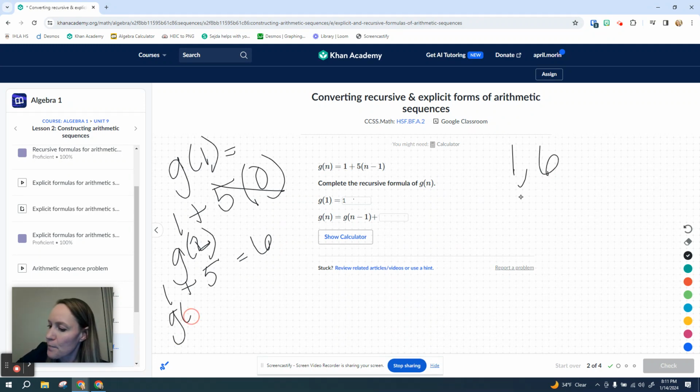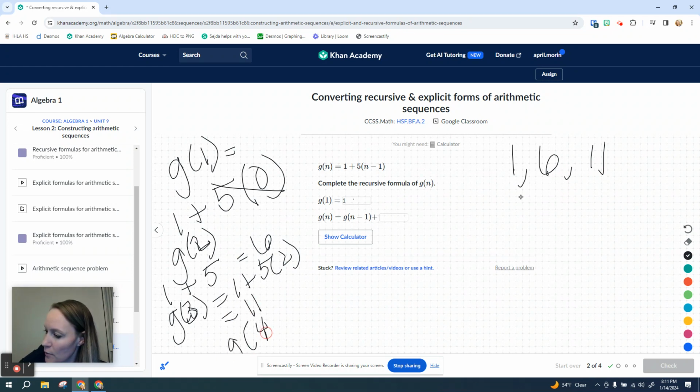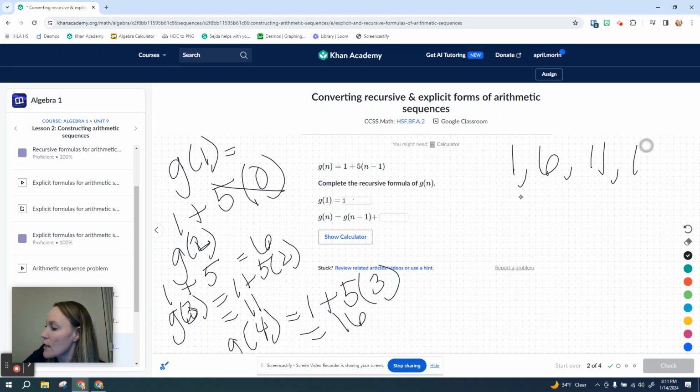How about g of 3? That is 1 plus 5 times 2, because 3 minus 1 is 2. Okay, 5 times 2 is 10, plus 1 is 11. So my third one is 11. G of 4 equals 1 plus 5 times 4 minus 1, which is 3, so that's 15, plus 1 is 16. Okay, so now I have my pattern.